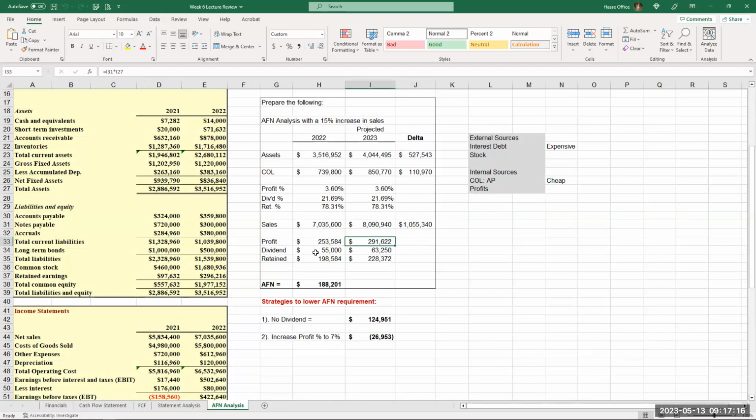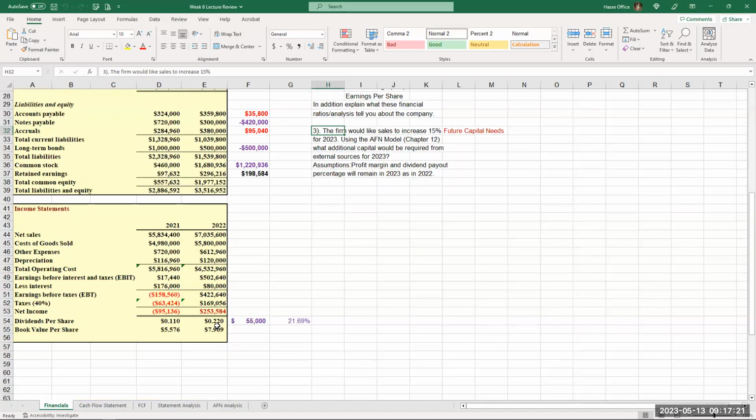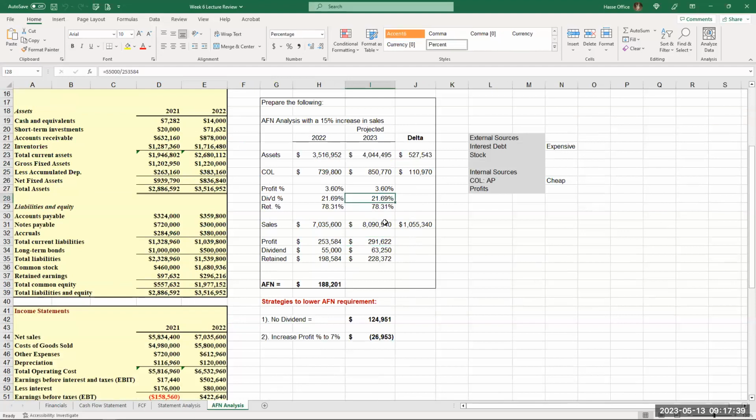If you also remember in 2022, we paid 22 cents a share in dividends, which was a 21.69% dividend allocation, which is the percentage of dividends as a percent of net income. So we paid out almost 22% of our profits in dividends. Well, we'll maintain that same percentage in 2023. So we'll pay out 21.69% of our profits in dividends, which would be roughly our dividend next year to shareholders of $63,250.